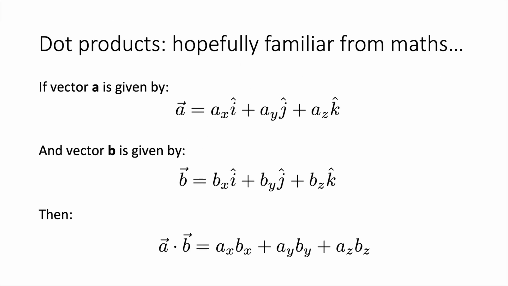So very shortly we're going to require dot products. Now hopefully these are familiar to you from maths, but just a recap in case you're a little bit rusty or you haven't happened to have come across these yet. If we have a vector A, which is given by A is equal to AXi plus AYj plus AZk, and another vector B, which is given by B is equal to BXi plus BYj plus BZk, then if we want to take the dot product between A and B, it is a scalar which is equal to AXBX plus AYBY plus AZBZ.